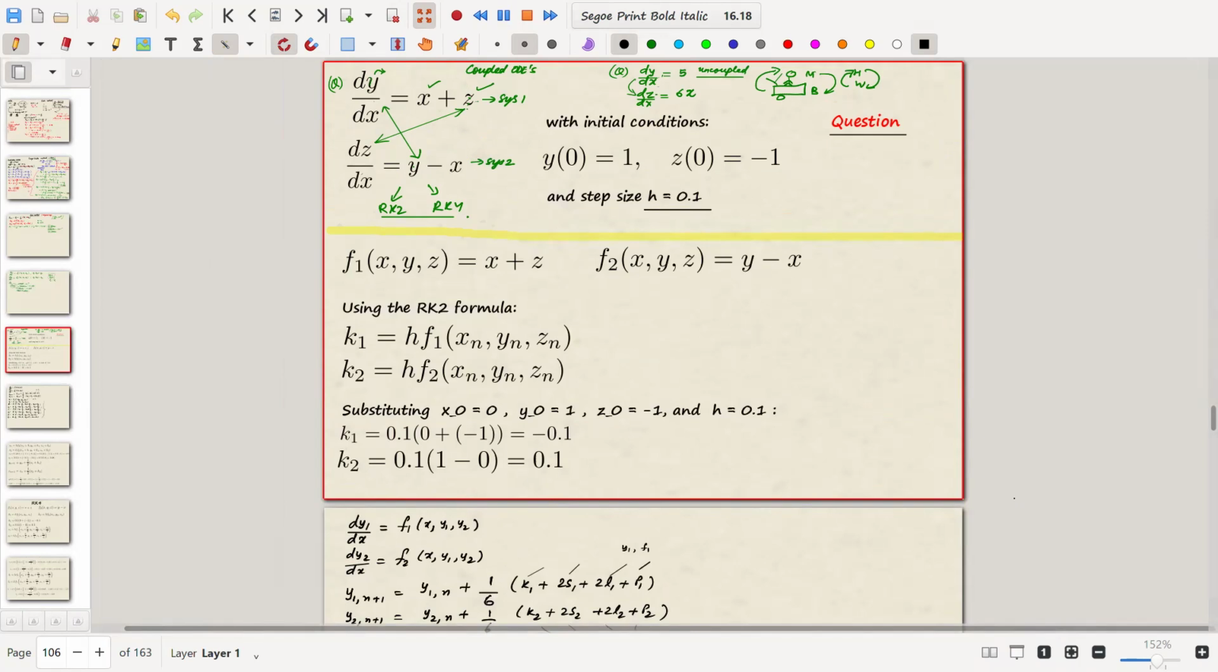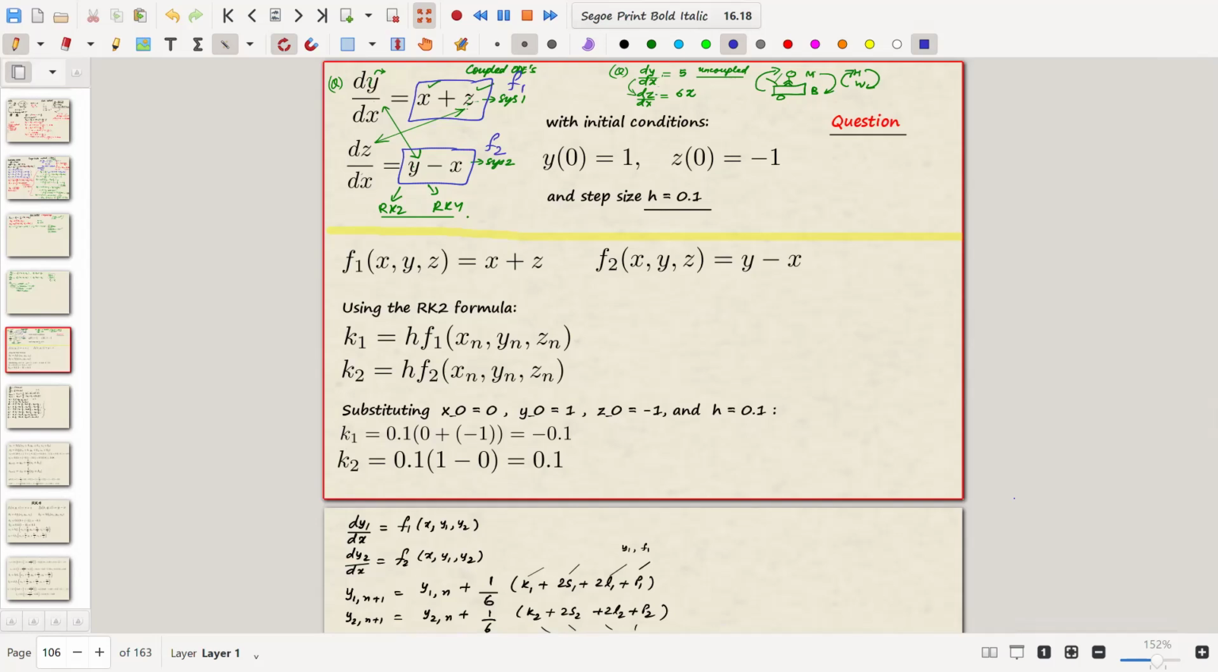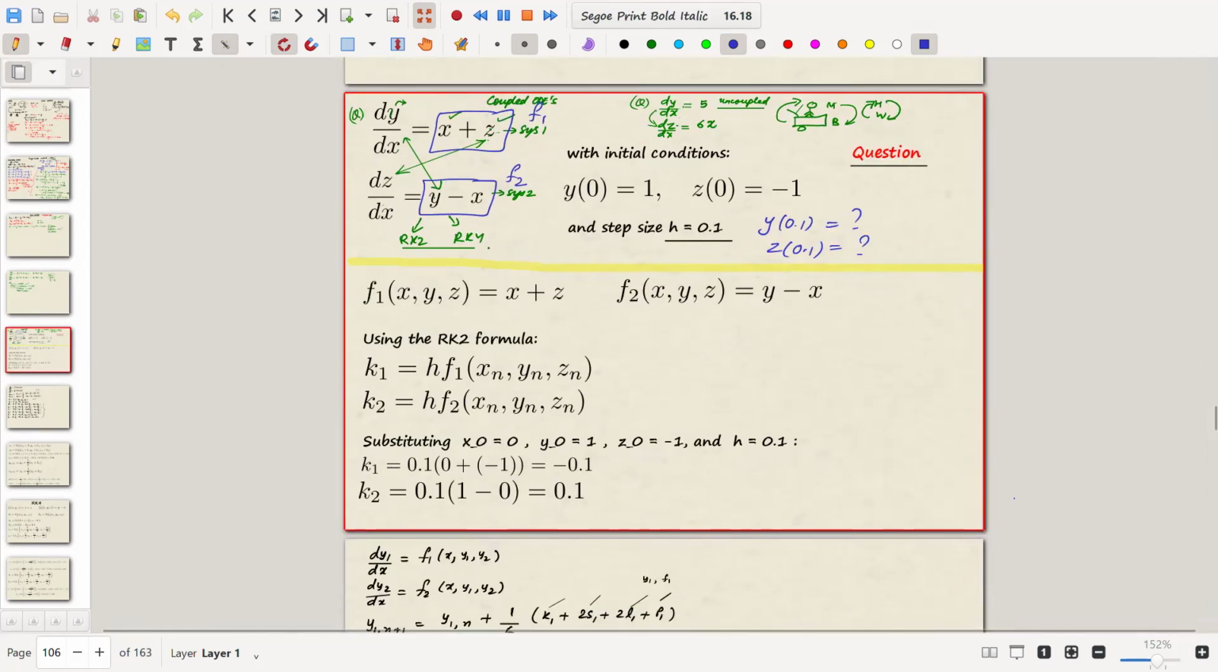Now you can understand that this is f1, this is f2, right? Now how can you use them to find the solution, that is y and z? With step size 0.1, I want to know how much y at 0.1 is, and how much z at 0.1 is. That is what a numerical method does. From the given initial condition, it finds the next value of y and z. Okay, this is the step size 0.1.